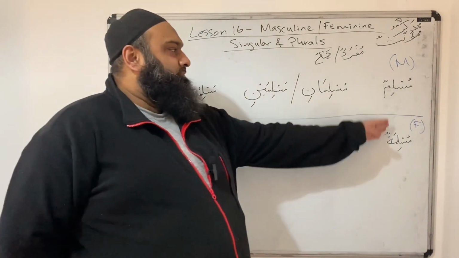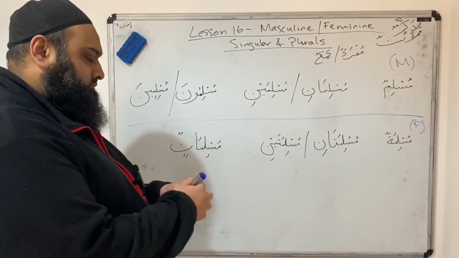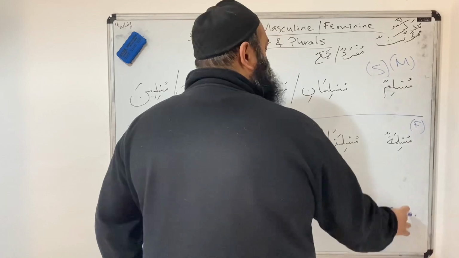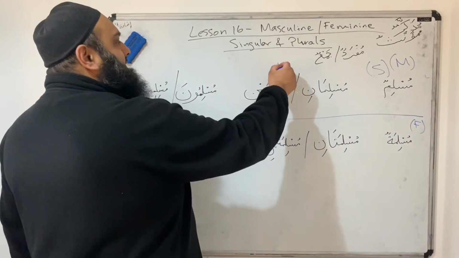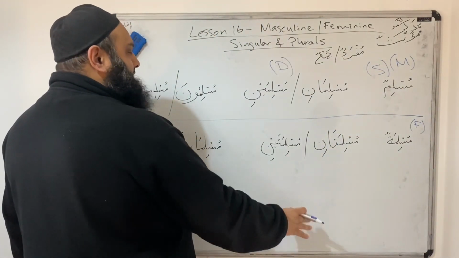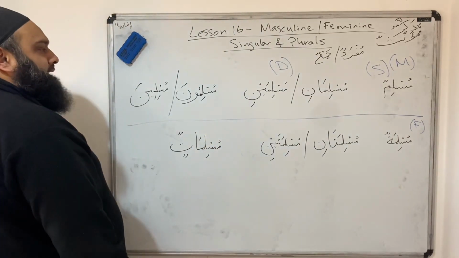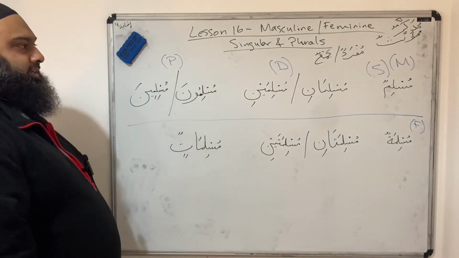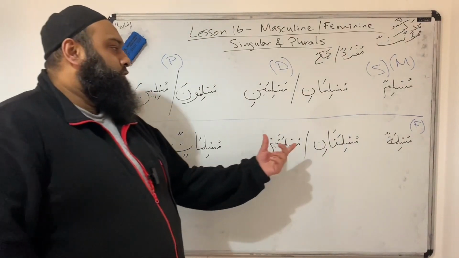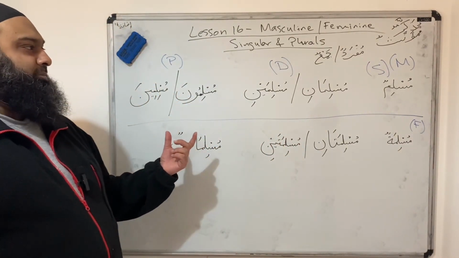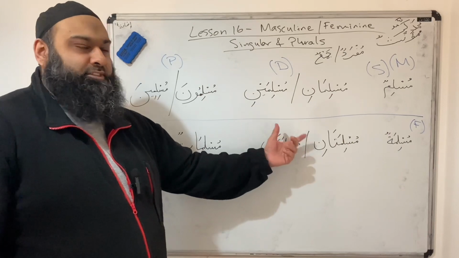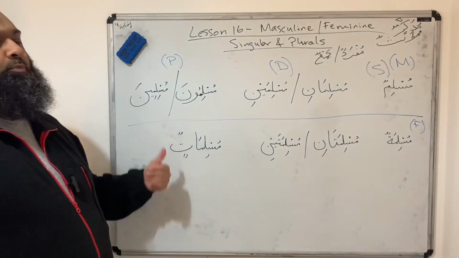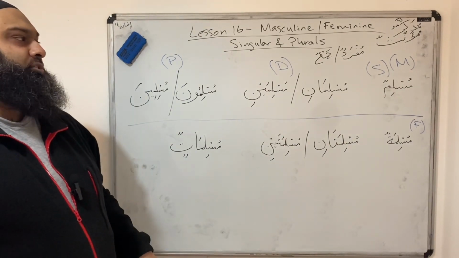So this is the singular. Let's put that on there as well. Anything on this line is singular. Anything here is dual, tathniya, and anything here is the plural, which is jama'. Remember, in Arabic you have two types of plurals. One is the tathniya, which is two people, and then of course you have three or more people. So that's important to understand too.